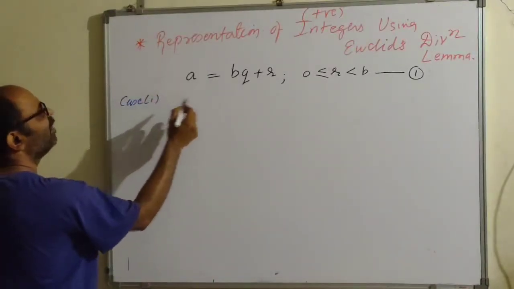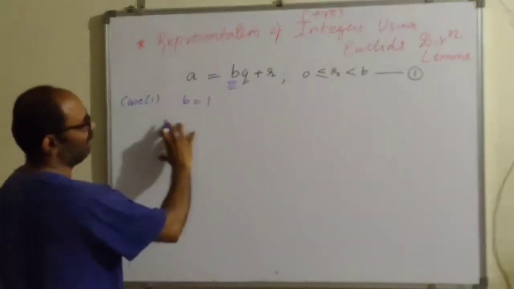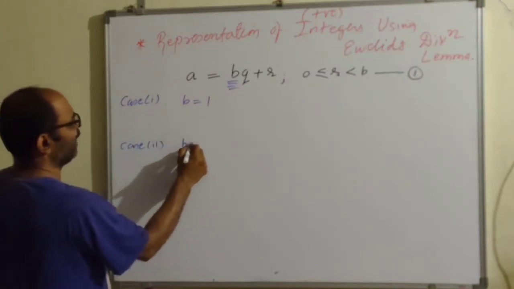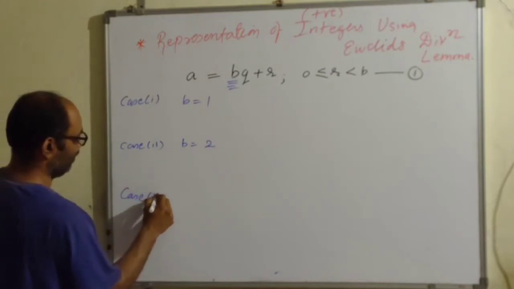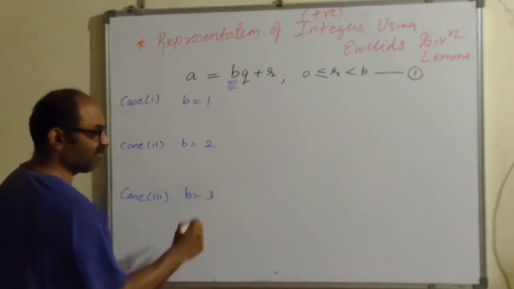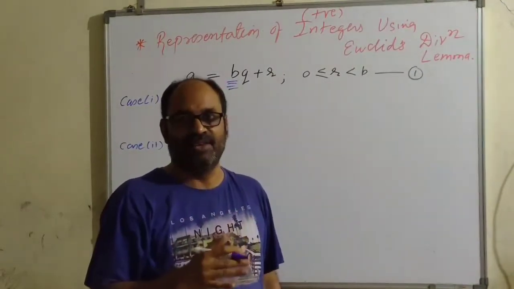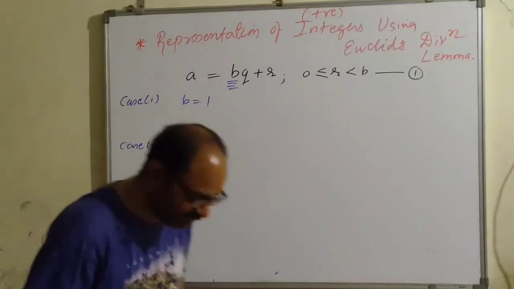Case 1. ये जो divisor है, you can take B equal to 1. That I'll take later. Case 2, you can take divisor 2. Case 3, you can take divisor 3. Divisors, you can divide by 1, you can divide by 2, you can divide by 3. So let's see. I'll start with this. This we'll see later.